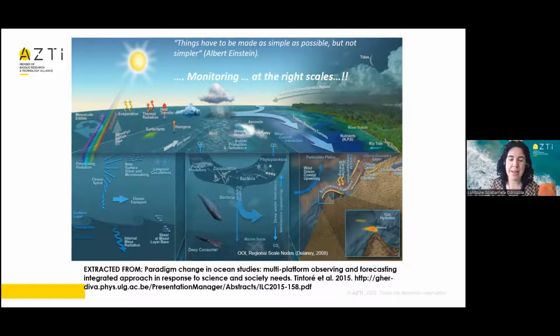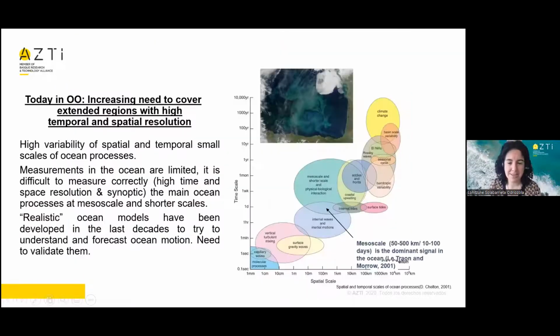But monitoring them at the right scales is not so easy, because we have processes from molecular processes that take a few seconds or less than a second, and the spatial scale is a few millimeters, to huge spatial scales of more than thousands of kilometers and thousands of years, processes that take thousands of years to happen in the ocean. So as I said, we have the tide, which we see every day, but we then have climate change also associated to ocean processes.